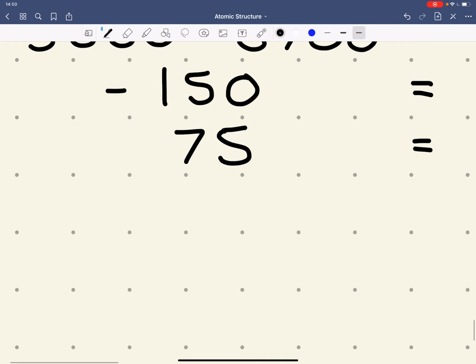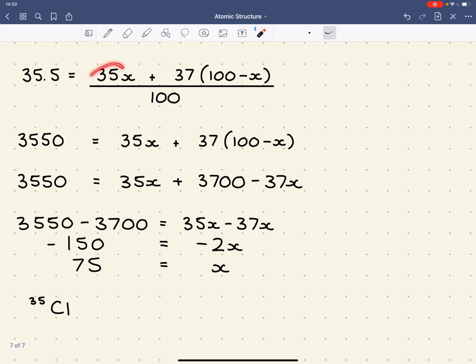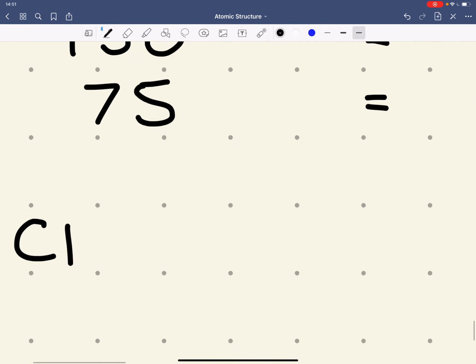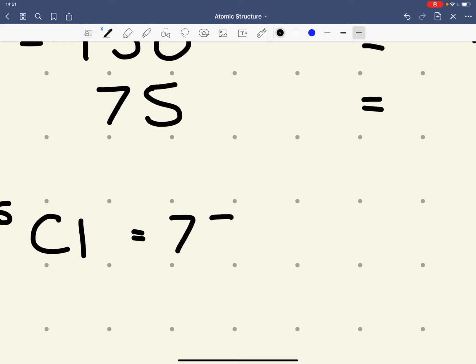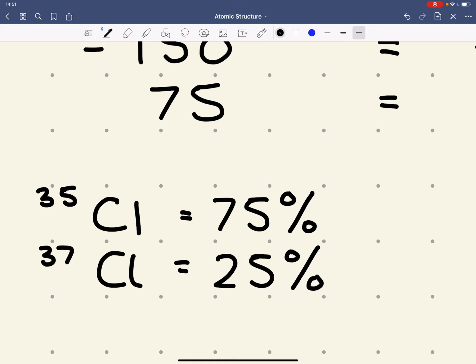So that tells me that my chlorine 35 isotope, remember that is the one which was equal to x here, must have an abundance of 75%, and my chlorine 37 has an abundance of 25%. So that would be the answer to that particular question.